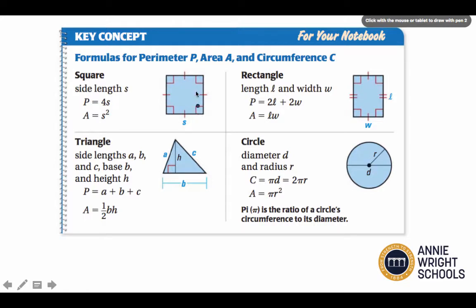It's a side times a side. It's a base times a height. It's a length times a width. If it's a triangle, it's half the base times the height.